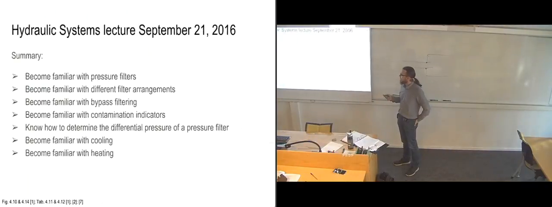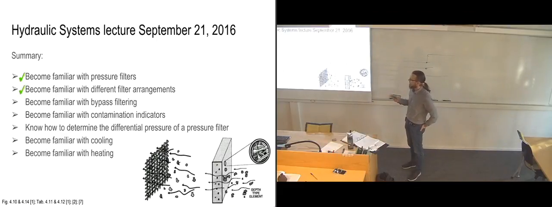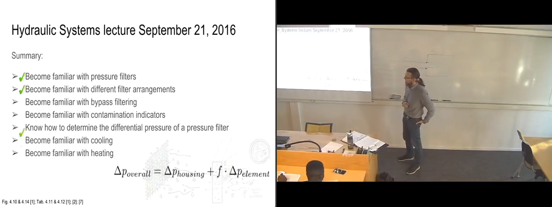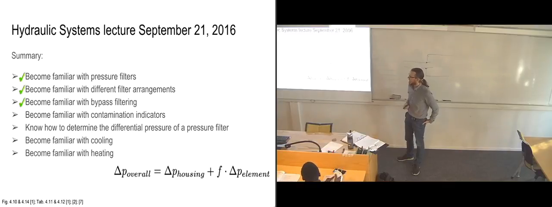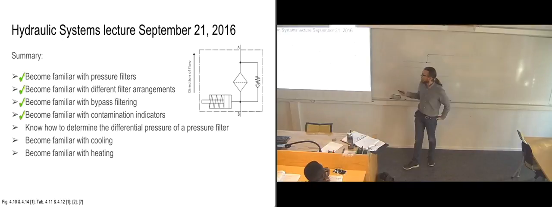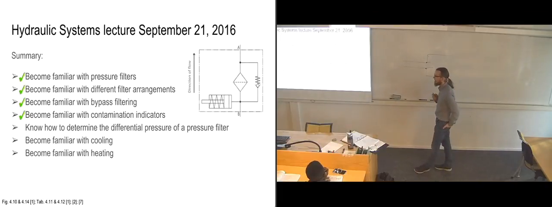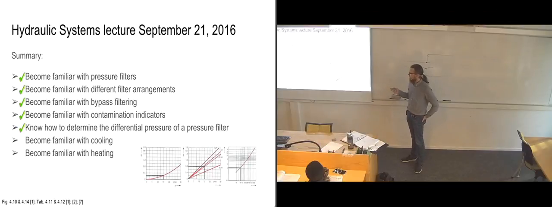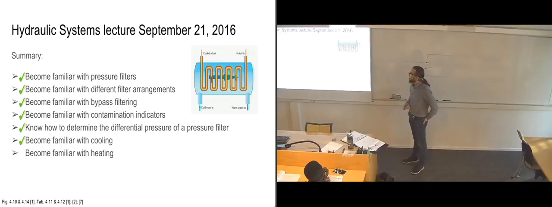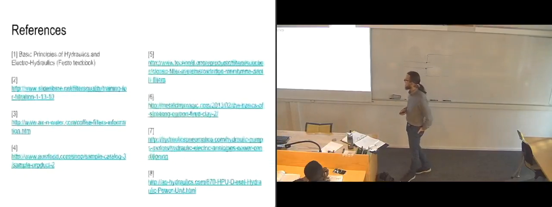So today we've gone through pressure filters. We've become familiar with those. We've also become familiar with different filter arrangements, so ways of arranging your filters in order to get the best effect from them. We've also looked at bypass filtering and at how to calculate pressure differentials. We've become familiar with contamination indicators and how you can use the fact that you are going to get a buildup of pressure before the filter in order to tell you that the filter has been contaminated. We've looked at how we can use information from a manufacturer to determine the differential pressure of a filter. And we've looked at cooling systems, and we've looked at heating systems. And then we have a couple of references here.